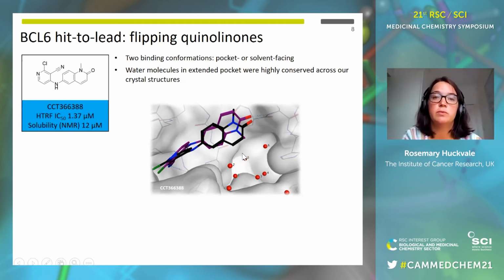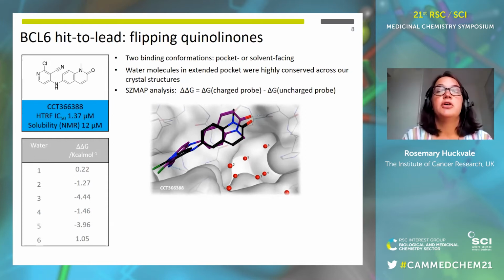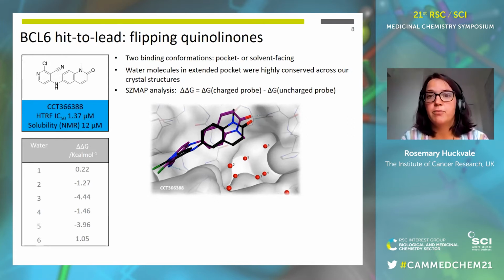As I mentioned before, the water molecules in this extended pocket are highly conserved across all of our crystal structures, but we want to know a bit more about them and see how we could target them in order to increase our potency. So we conducted a SHMAP analysis, which is a computational tool whereby you calculate the relative free energy of a charged probe or an uncharged probe at a specific location within a crystal structure. For example, we took the locations of the water molecules in turn. So the value it gives you shows you whether there's a preference for one of these probes over the other.